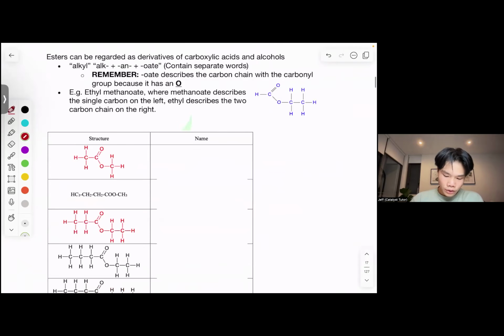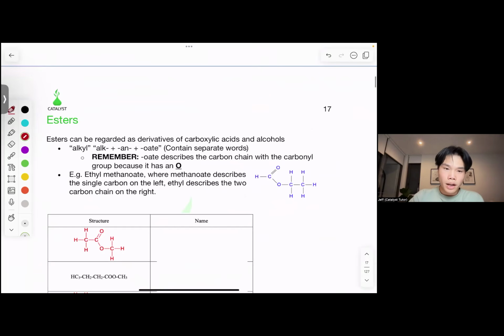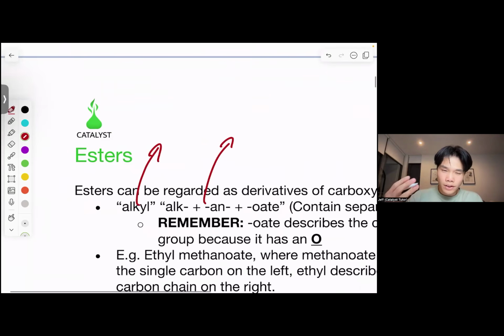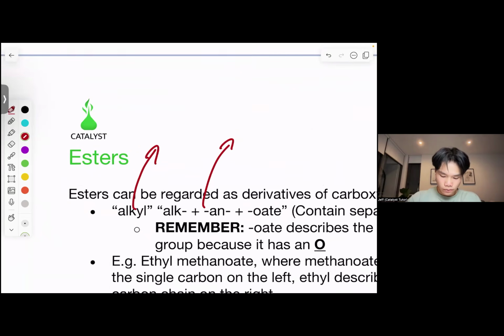Good. Esters finally. So esters are made up of two parts. We write them as two separate words, alkyl, alkanoate. What is the alkyl describing? What is the alkanoate describing? Because we know how esters are made. What functional group is responsible for making each of these parts? We need to be clear on this.